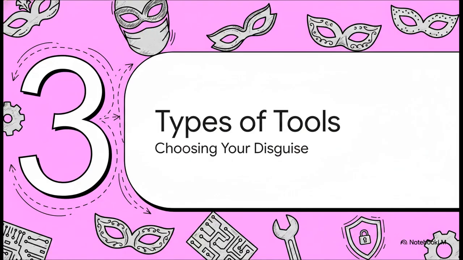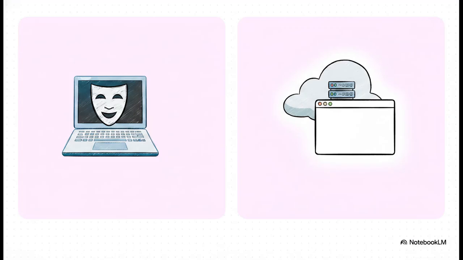Which brings us to Section 3, types of anti-detect tools. It's time to choose your disguise. Right now, there are basically two heavyweights in this space.